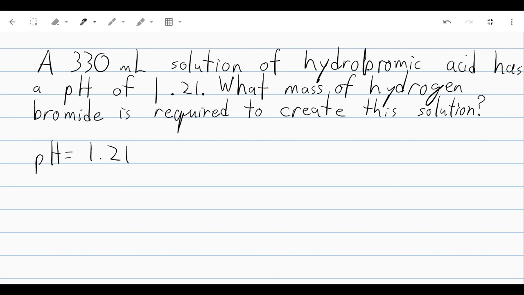We know that the volume of the solution is equal to 330 milliliters or 0.33 liters of solution. Remember, we're just going to treat that as water. We also are looking for mass, which means we're going to need the molar mass of hydrogen bromide, which is just HBr. That is going to be 80.91 grams per mole.